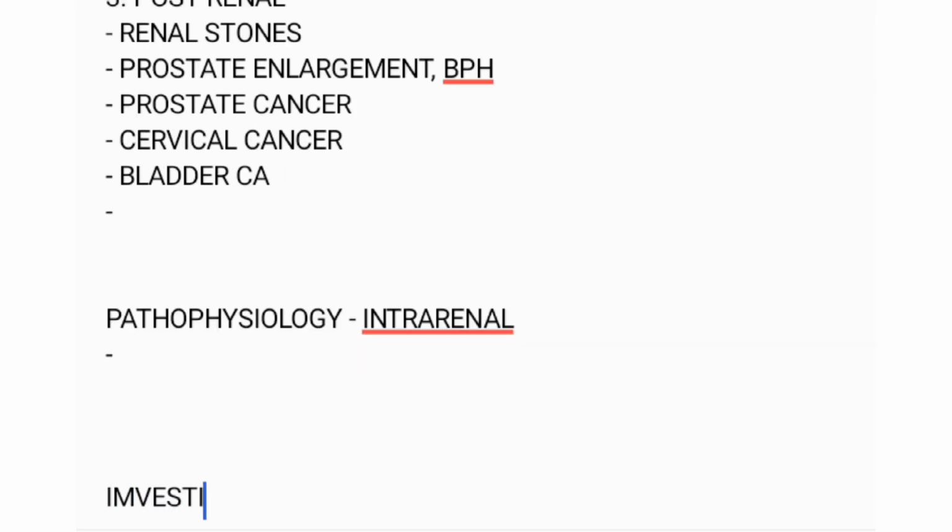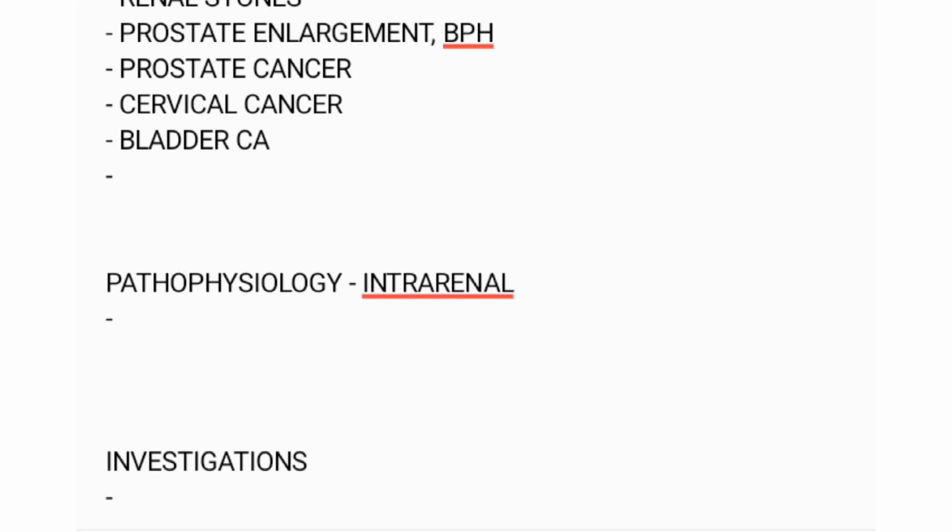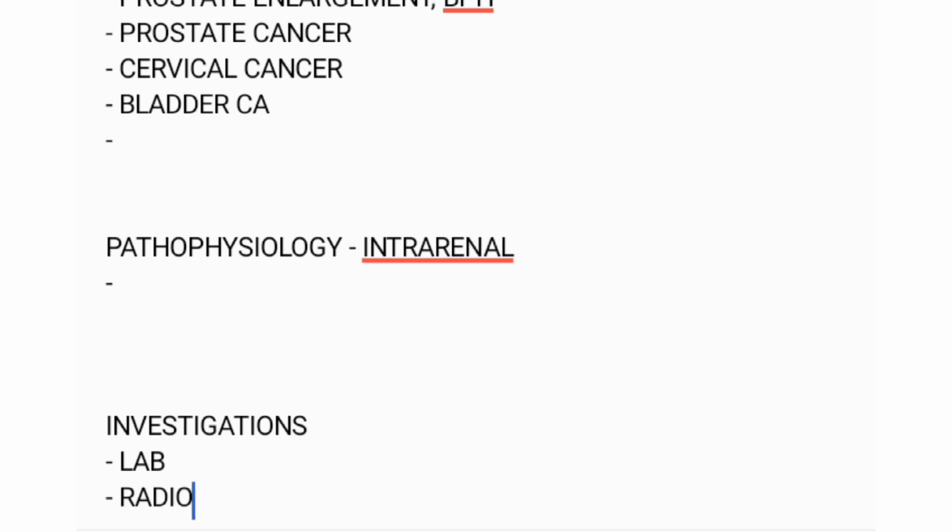Okay, then investigations. So investigations, we can have lab and radiology. Then under lab, we can have, of course, full blood count. We can have urea, electrolytes, and creatinine. Of course, by now you know there is going to be an increase in creatinine, but also an increase in urea and nitrogen, since we talked of azotemia. Okay, those are some of the things you have to know about the baseline investigations.